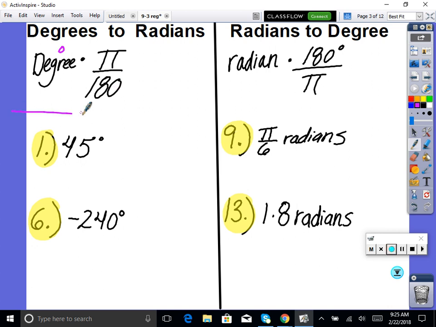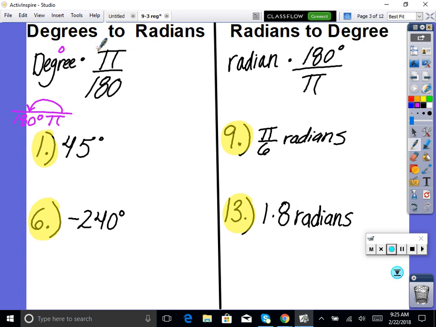Now I want you to think about it. Halfway around the circle is 180 degrees, which is also the same thing as pi. So we're just actually multiplying by a fancy 1 because they're the same thing. One's the radian, one's the degree, but they are the same thing. So we're actually just multiplying by a fancy 1.